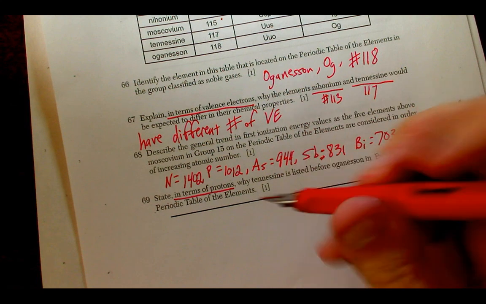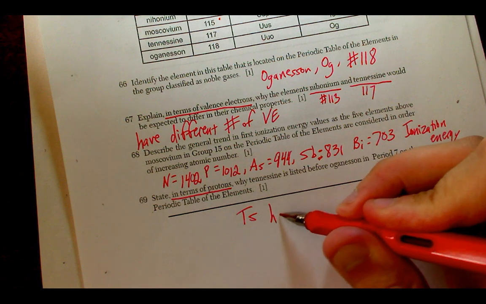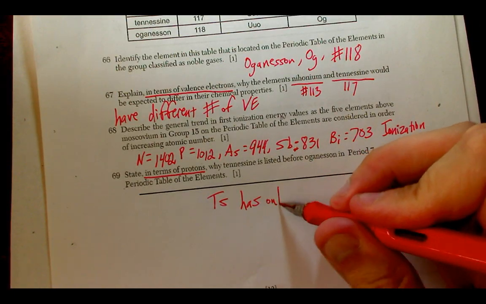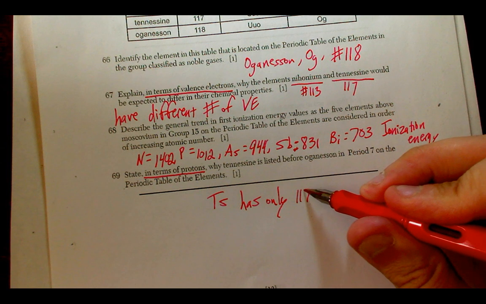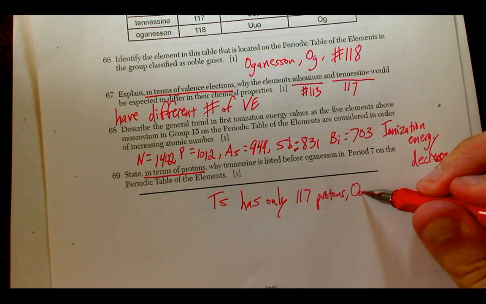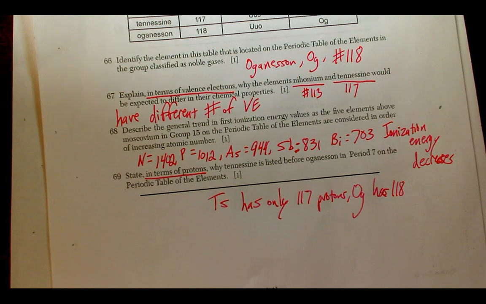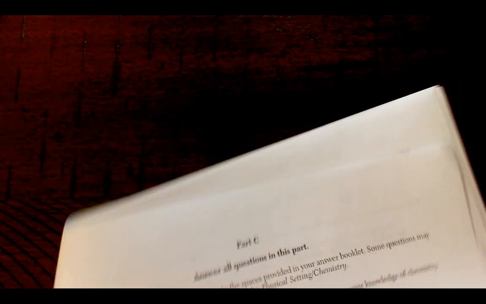That's it. I could write tennessine, that's element TS, has only 117 protons. Oganesson, OG, has 118. Some answer like that. Tennessine has fewer protons. Oganesson has more protons. Tennessine has one less. Oganesson has one more. Whatever. The elements go in order of protons. So if you're 117, you have one less proton than something that has 118. Right there. Next page.